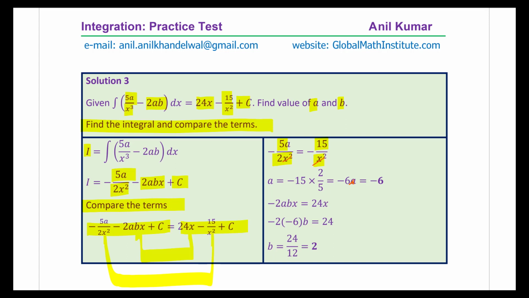And the other expression, comparing the other two, we get minus 2abx equals 24x. Substituting the value of a as minus 6, we can now find the value of b, which is 2. So we got a equals minus 6 and b equals 2 as our answer.